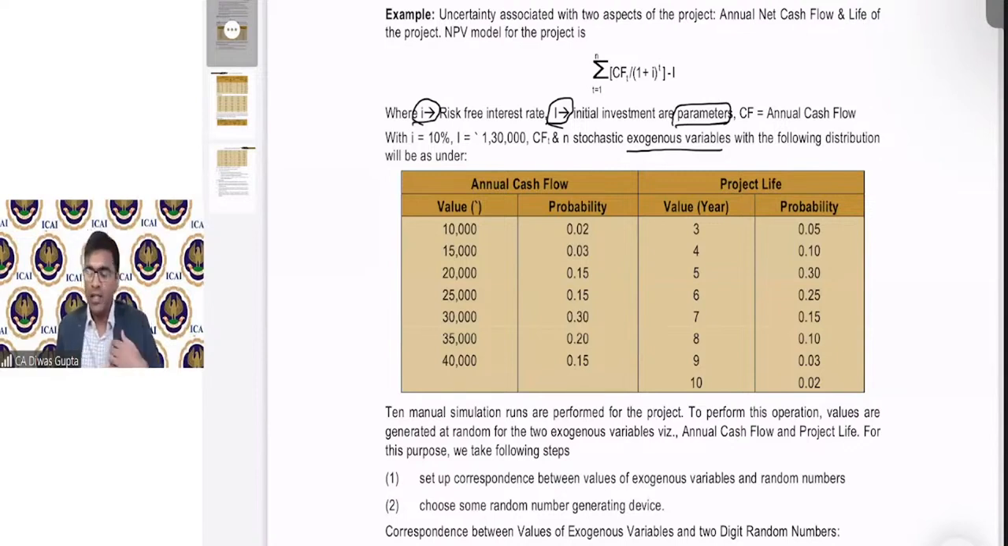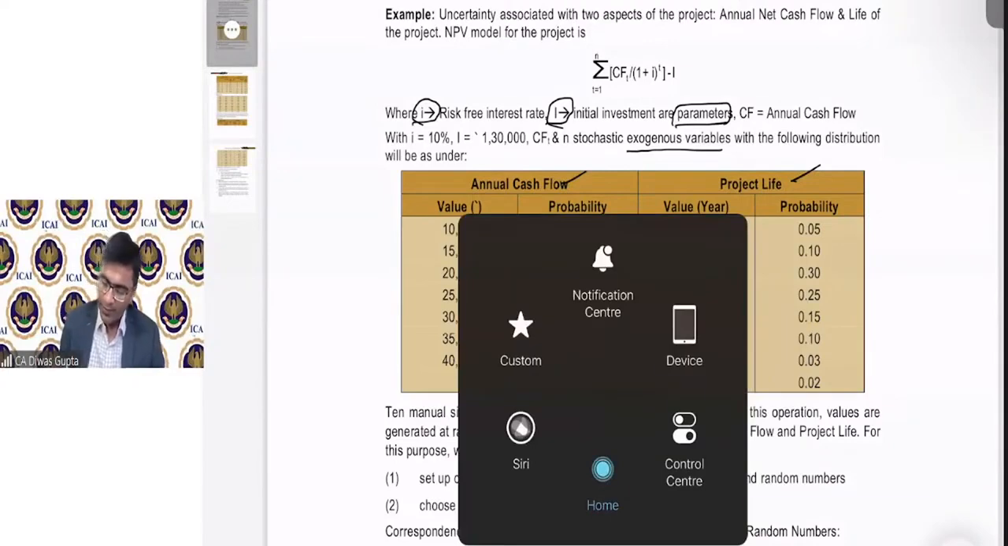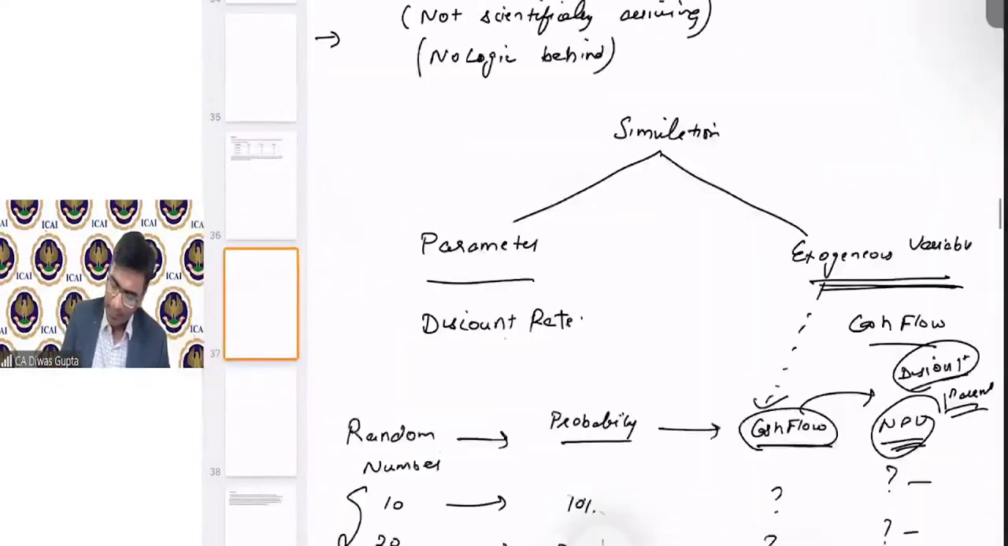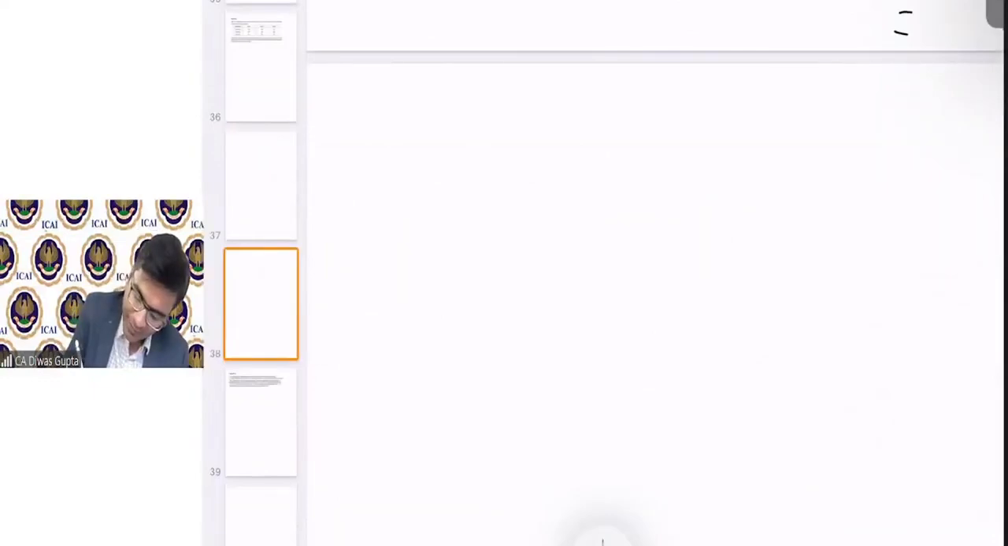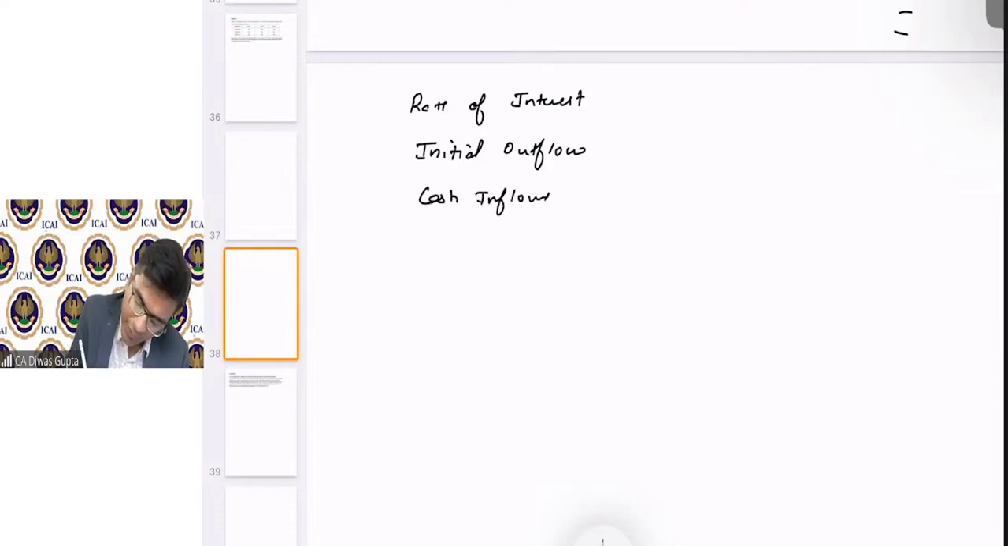But what is going to change are two things. One is project life and second is annual cash flow, right? So the annual cash flow, okay, let me put it here on the screen. What are the different things? One is the rate of interest. Then second is the initial outflow. Third is cash inflows. I would say yearly cash inflows.